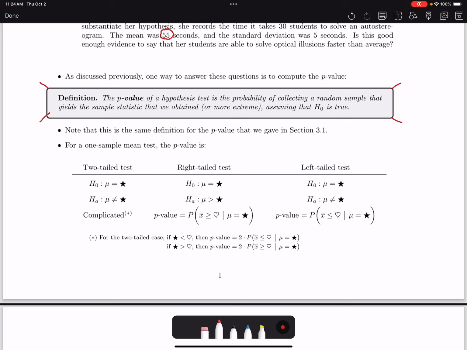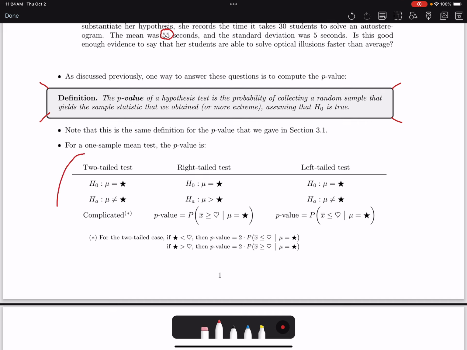Okay, so we calculate the p-value by, first of all, assuming that the null hypothesis is true, and then operating under that assumption, we calculate the probability of getting the sample mean that we got. And if we end up with a really small probability, then that tells us, well, it was probably wrong to assume that the null hypothesis was true. And so we reject the null hypothesis.